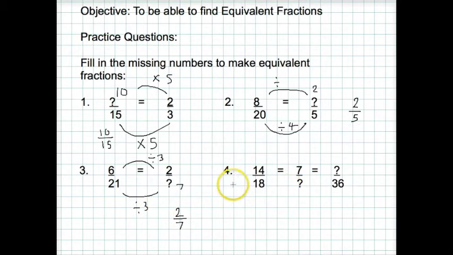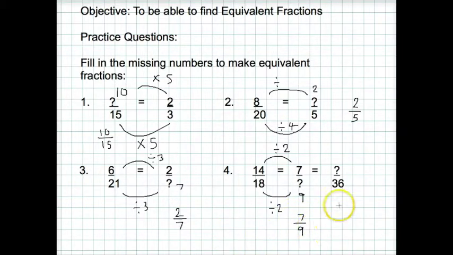Question 4 then. This time I've got 2 missing numbers here. Let's look at the first one first here. 14 to 7. I've divided the numerator by 2. So I need to also divide my denominator by 2. So this first one becomes 18 divided by 2, which is 9. So writing this out again, I get 7 over 9.